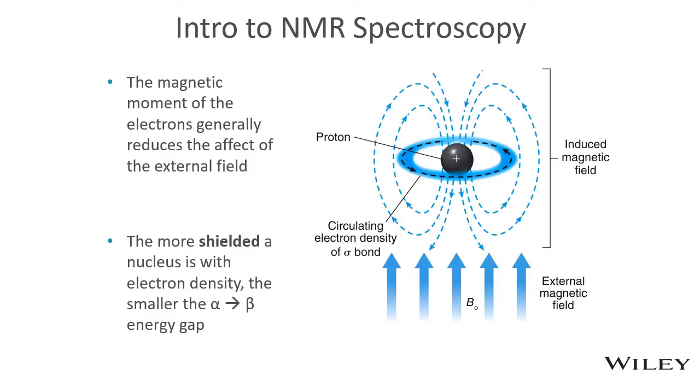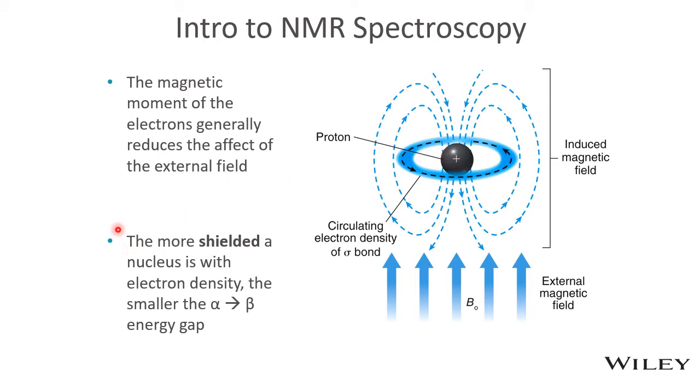So in this picture, we're going to focus on a proton. Now, a proton itself has its own magnetic field. So this electron density comes from the electrons that are occupying a sigma bond to this particular proton. Now, this electron density can influence how the external magnetic field affects the nucleus of this proton.